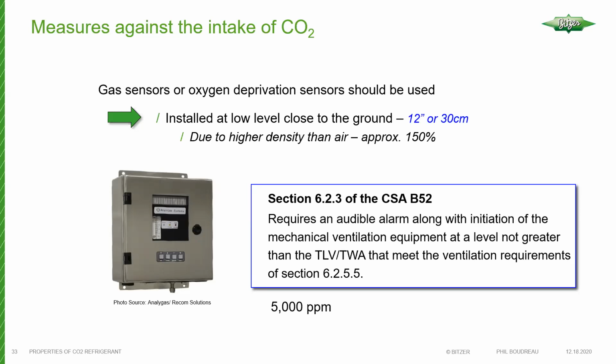Generally, the CO2 sensors are installed at a low level, close to the ground, say approximately 12 inches or so, due to the higher density than air. The density is approximately 150% greater.